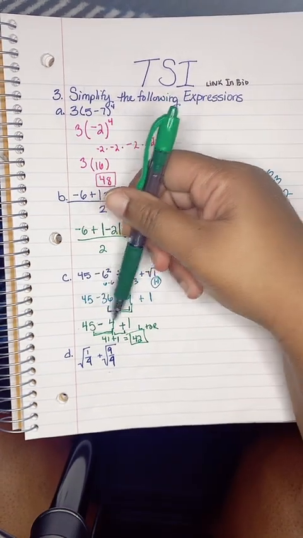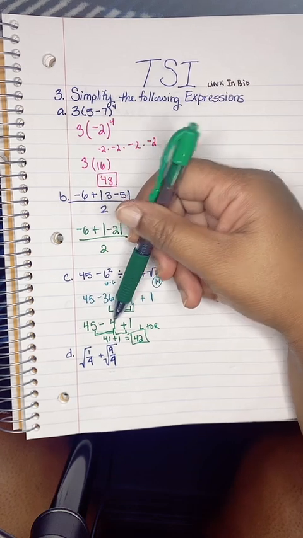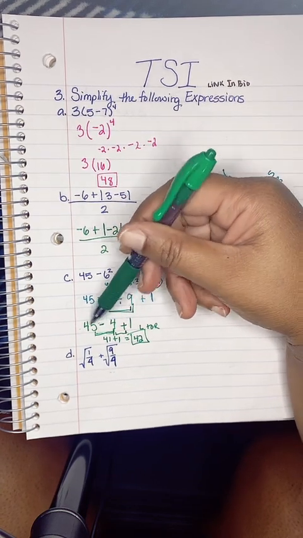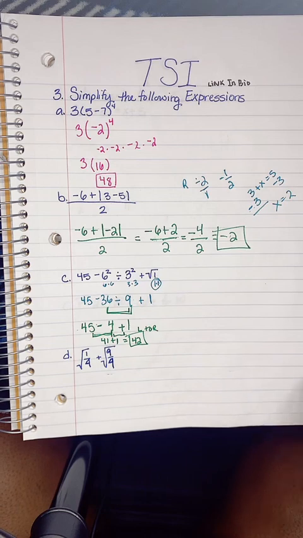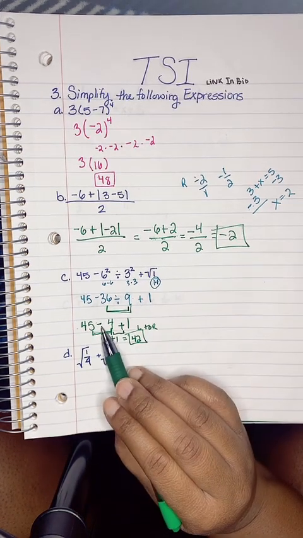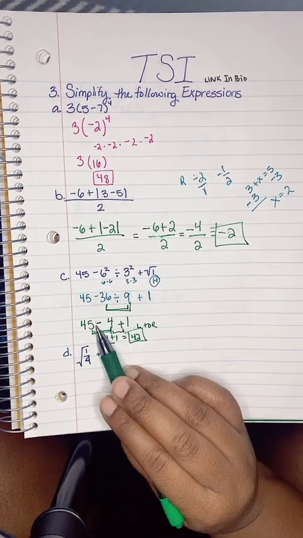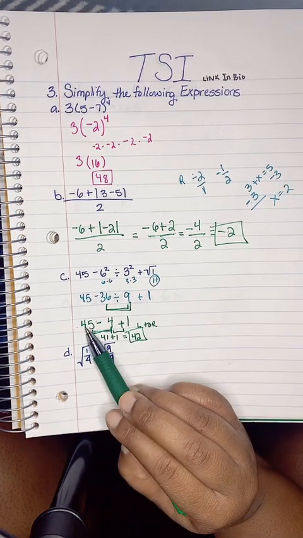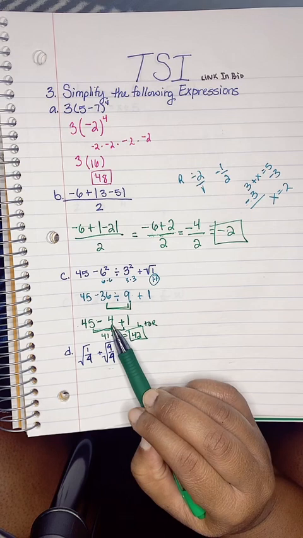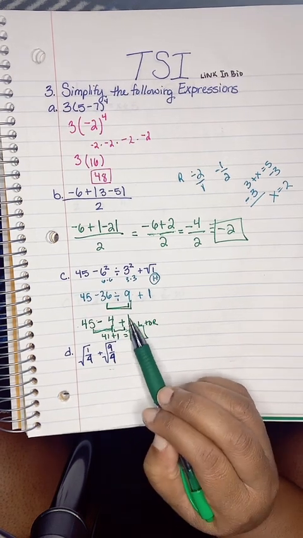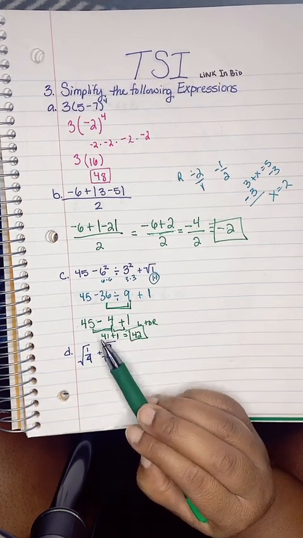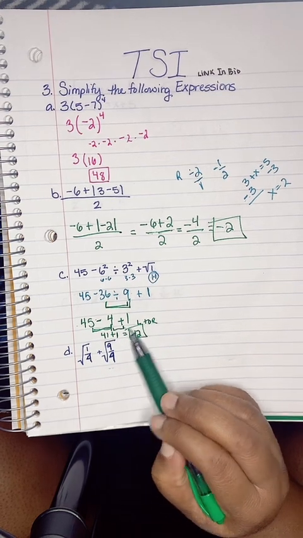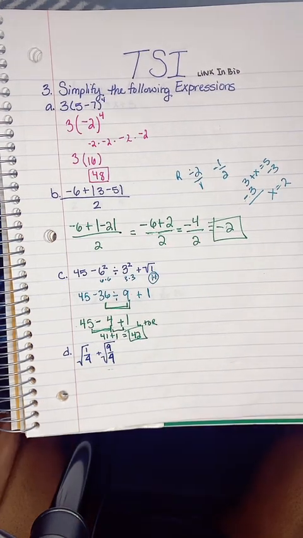And here, most people, it's easier for them to say, oh, well, I know 4 plus 1 is 5, and then I could just minus. But that's wrong. Whenever you have addition and subtraction on the same plane, you have to work from left to right. So we had to do 45 minus 4, and we got 41. And then we dropped down our plus 1, and 41 plus 1 gives us 42. And that's how we get our answer.